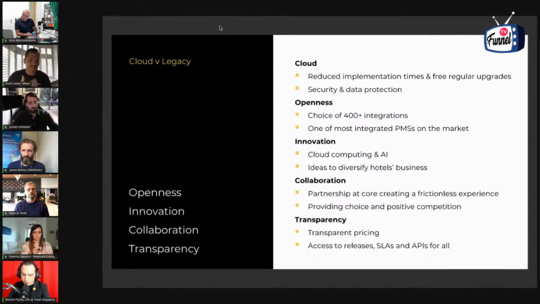And again, that is enabled through the cloud. Collaboration I spoke about very early, and we have really strong partnerships with our connections. But I think the core of it is to create a frictionless experience. If it's easy to integrate something, then it feels like one single platform.